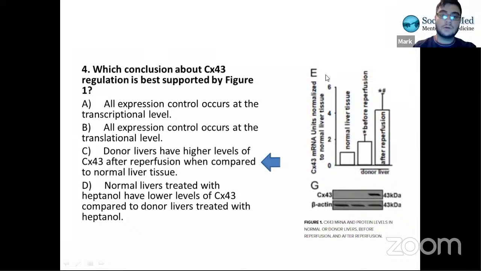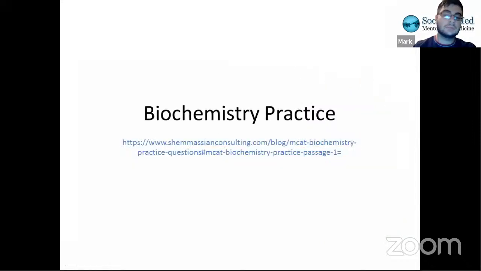Okay. If there are no questions about this, we can actually move on to our biochemistry practice passage. Again, the link is right here, but I'll also post it again in the Google Doc here if you want to follow along on your computer. I think it's a little bit easier to see.